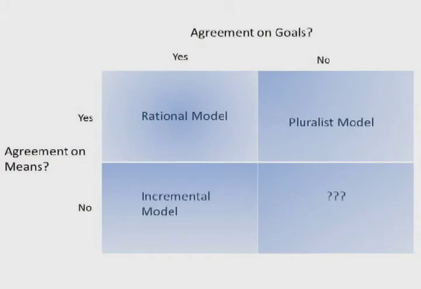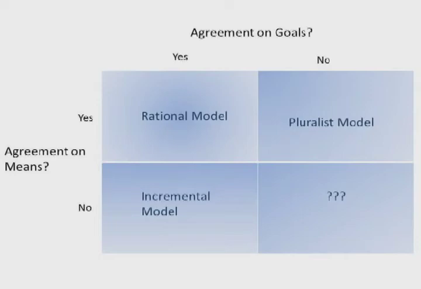the wrong direction. So you can see here on this graphic then a situation where we have agreement on the goals, but we don't have agreement on the means, because there's technical uncertainty. The last quadrant I have left blank, and that is where we don't have agreement on either the goals or the means to achieve those.